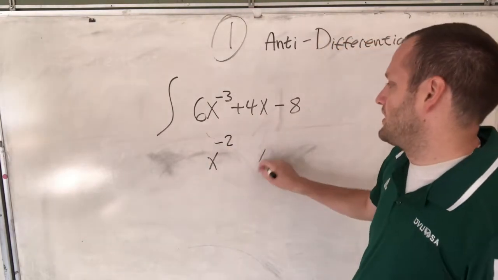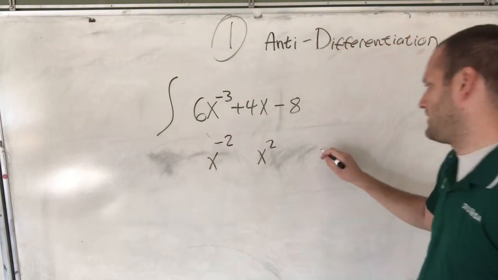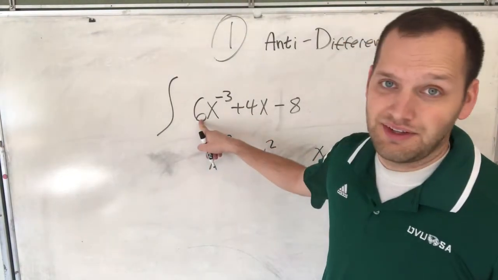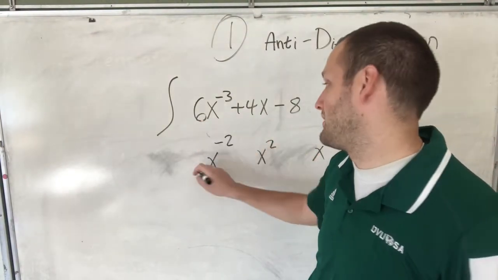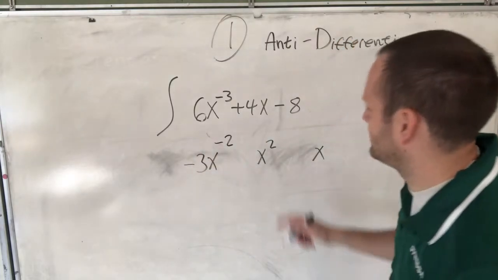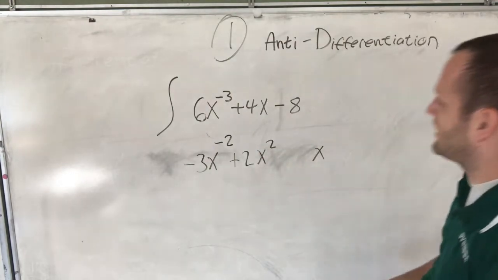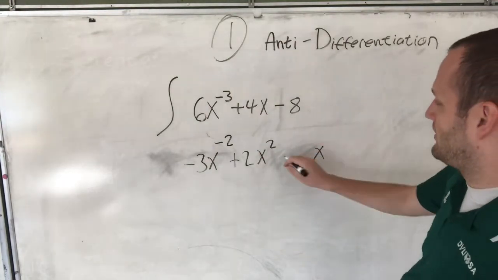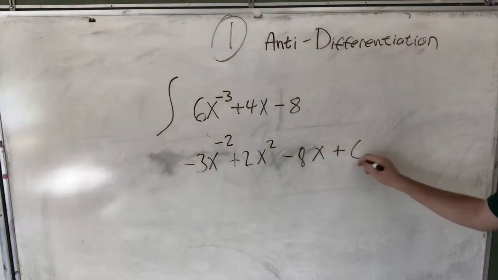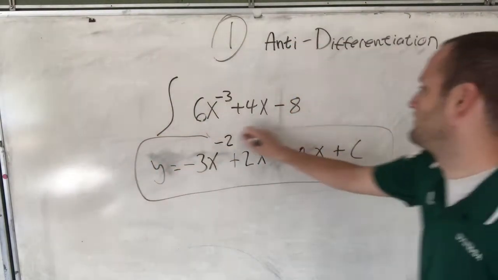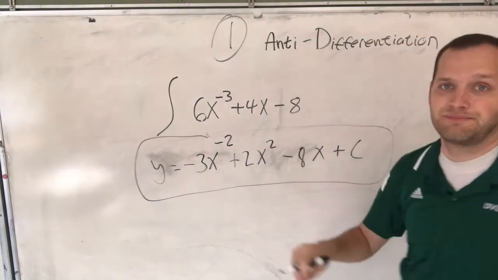Add 1 here, that'll give me x squared. We have an x, okay? Well, negative 2 times what is positive 6? Negative 2 times negative 3 is positive 6. 2 times what is positive 4? 2 times 2. Have the negative 8 plus c. That would have been the original equation. Okay? If I take the derivative of this equation, I get that one. We're just going backwards.